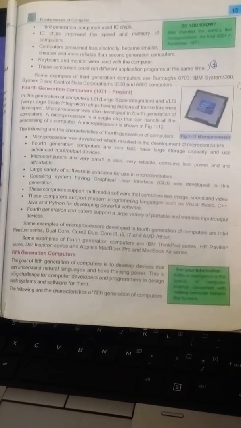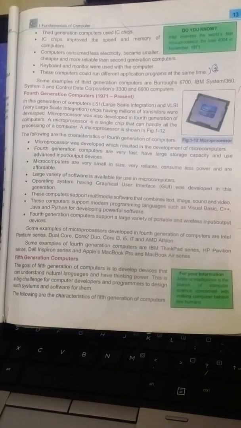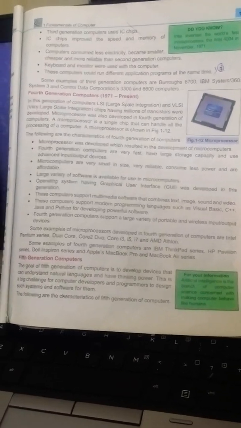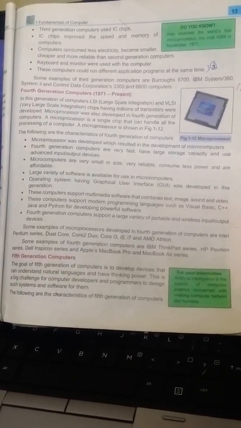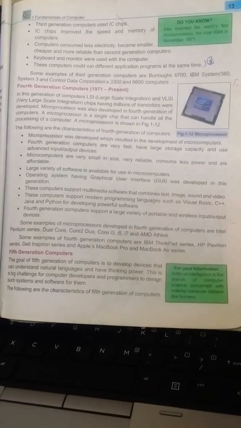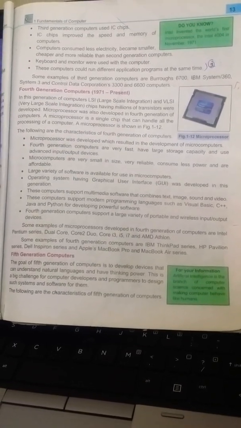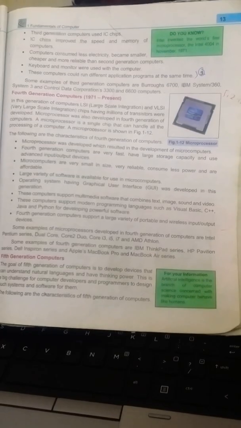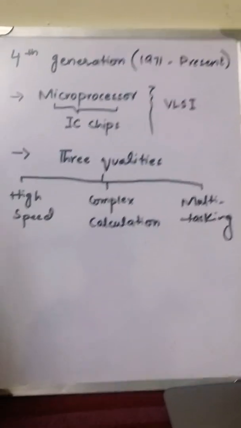Students, in the previous video we discussed the first, second and third generation computers. Today we are going to learn about further generations. It started with the fourth generation computer. Actually, the fourth generation started in 1971 and continues till the present.